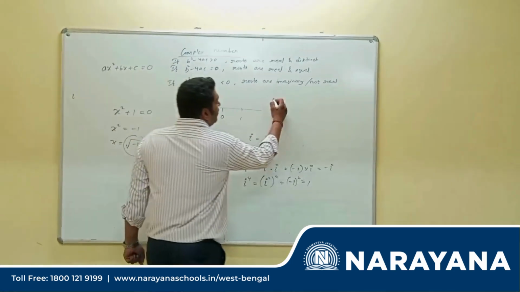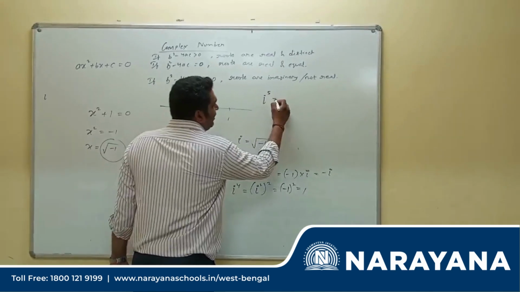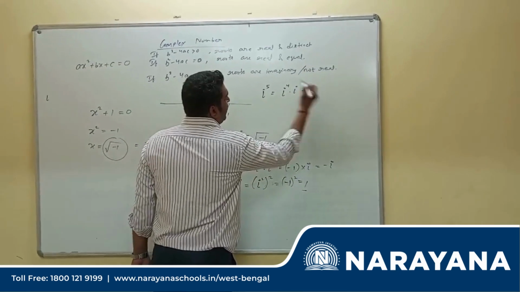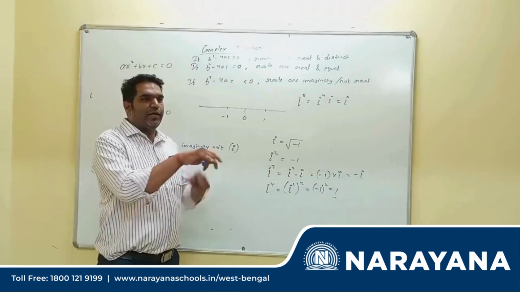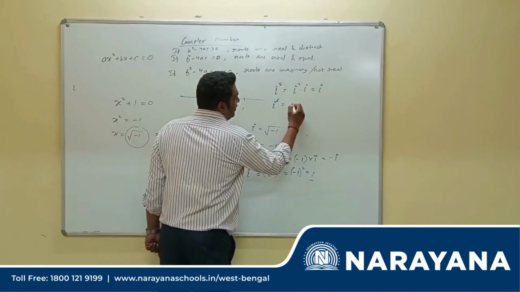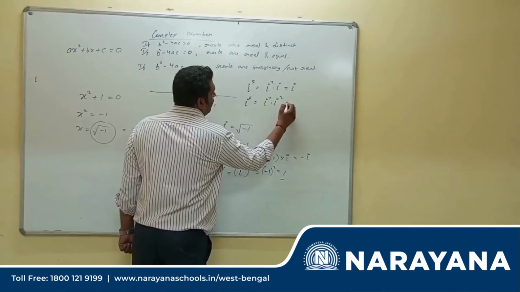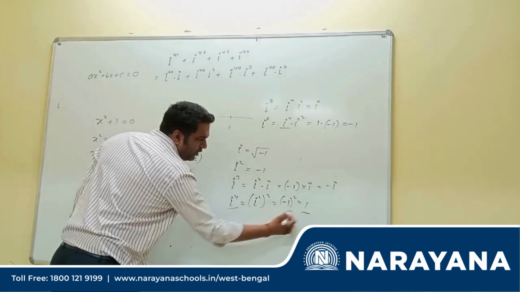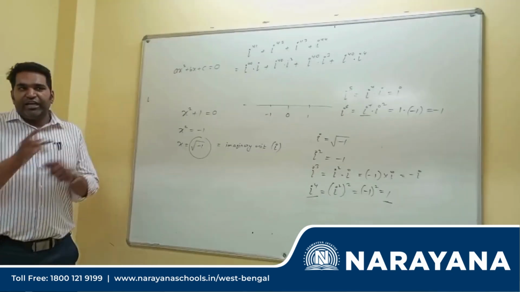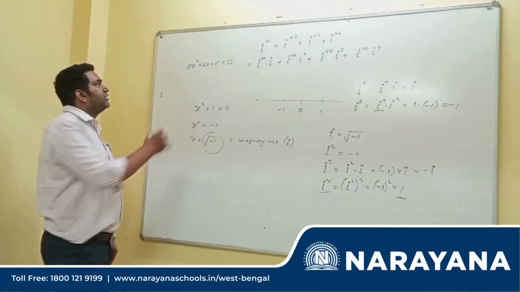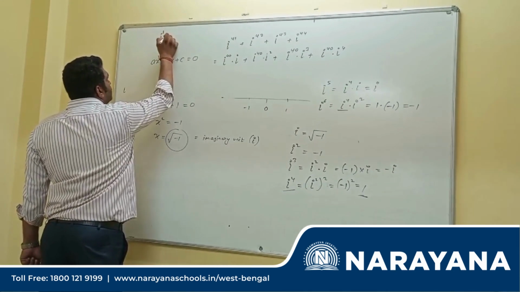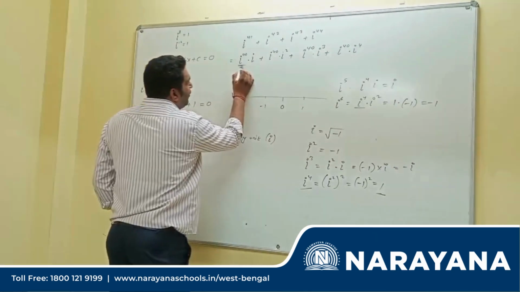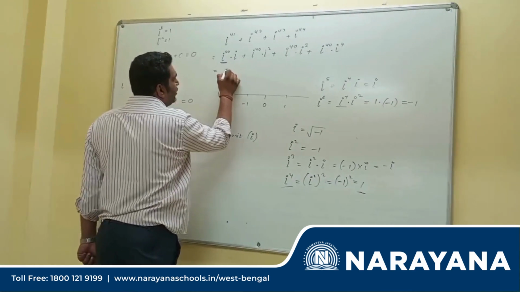Now what will happen if I ask you what is the value of i to the power 5? We can write like this, i to the power 4 into i, and we know that i to the power 4 is 1, so it will become 1 into i, and that is i. Now the same thing will repeat again. Suppose I write i to the power 6, it can be written as i to the power 4 into i square. We know that i to the power 4 is 1, so i to the power any number which is a multiple of 4 is 1. That means i to the power 8 is also 1, i to the power 12 is also 1, i to the power 16 is also 1.